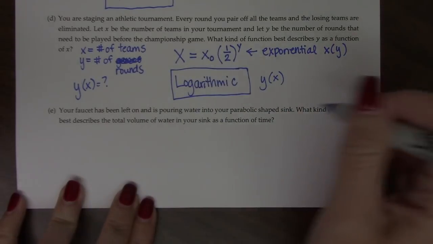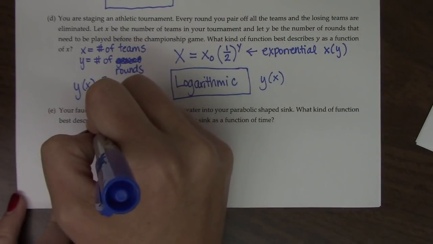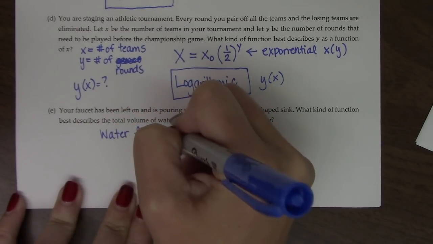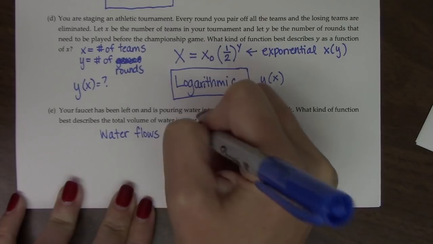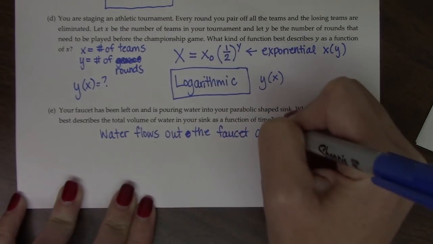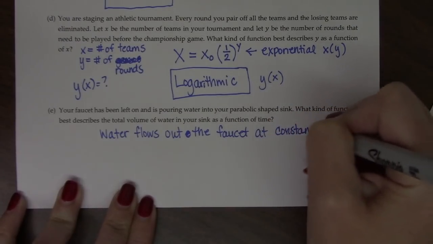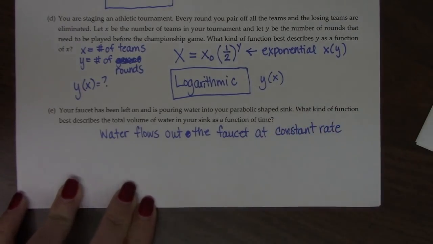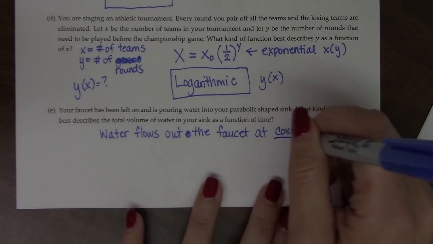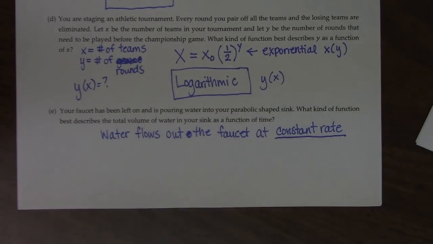So the sink, we're going to assume that the water flows out of the faucet at a constant rate. So when you turn the sink on, we're not jacking it up and down and changing the amount. We just turn it on and we let the sink fill. So the water is going to flow out at a constant rate, and when you see constant rate, a line should already be jumping out at you.